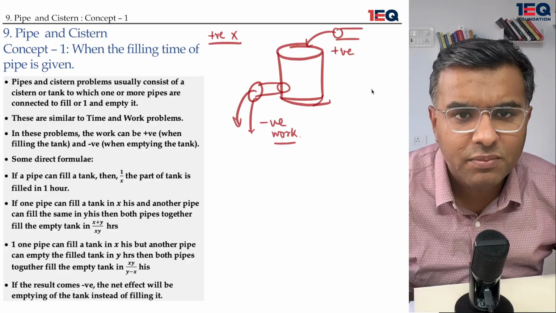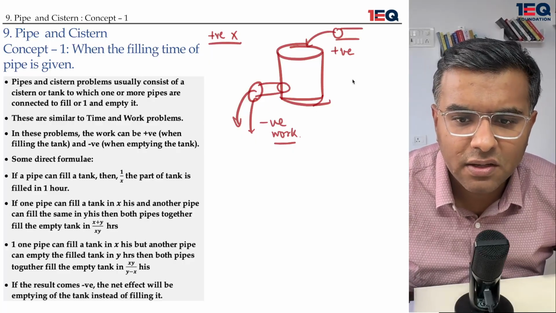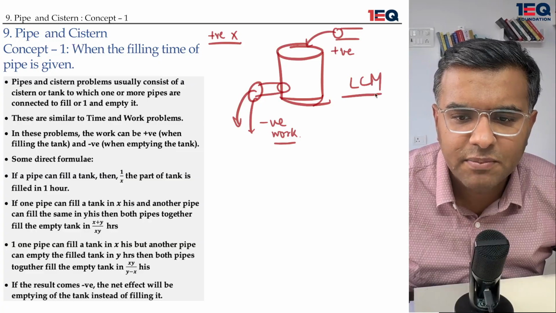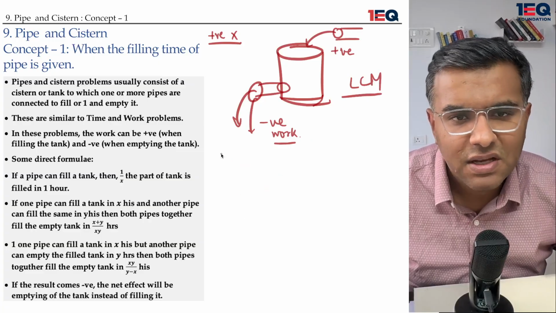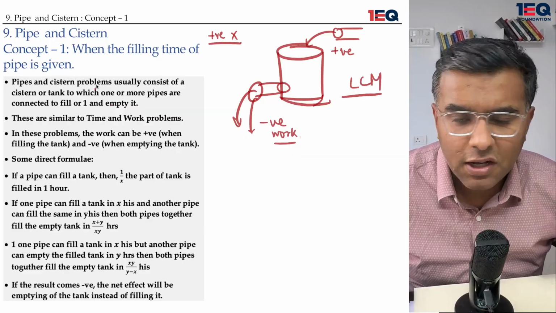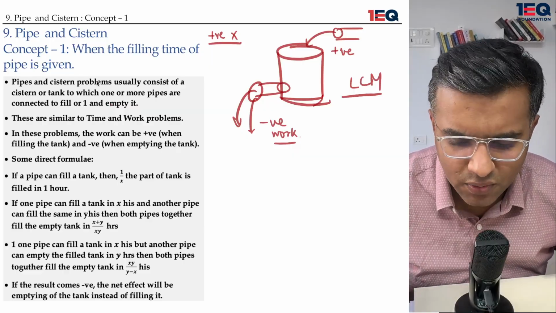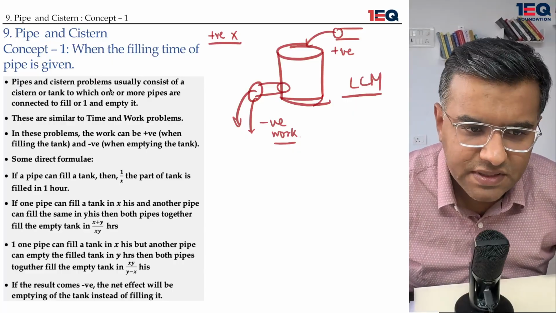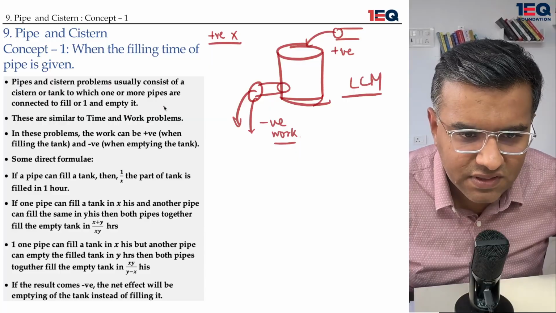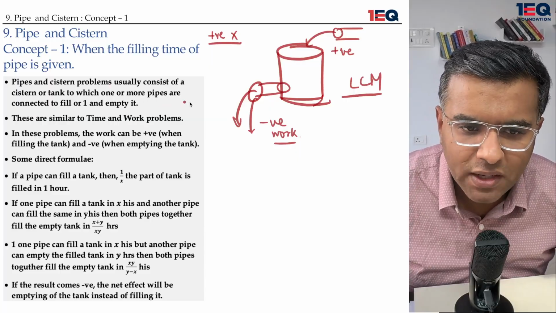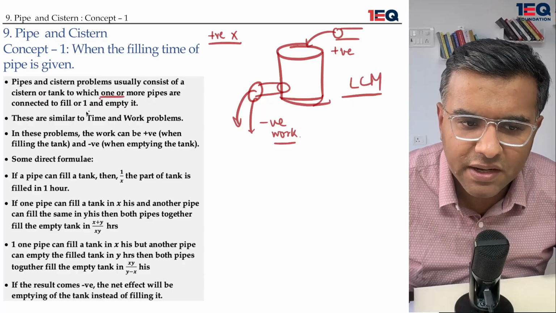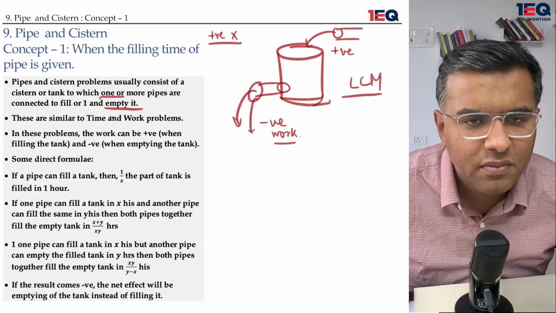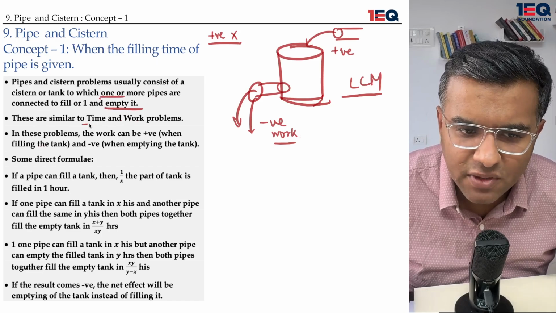Everything about time and work, where we were following the LCM method to take out the answer, is going to remain the same. I'll quickly make you go through the theories, and then we'll be quickly solving all the questions. Pipes and cisterns problems usually consist of a cistern and tank to which one or more pipes are connected, some of them fill it, and some of them empty it. These are similar to time and work problems.